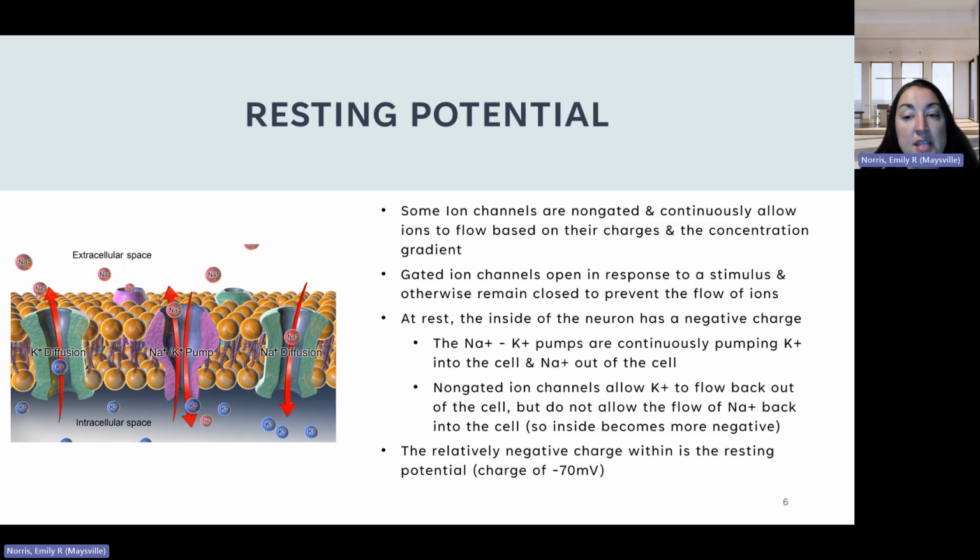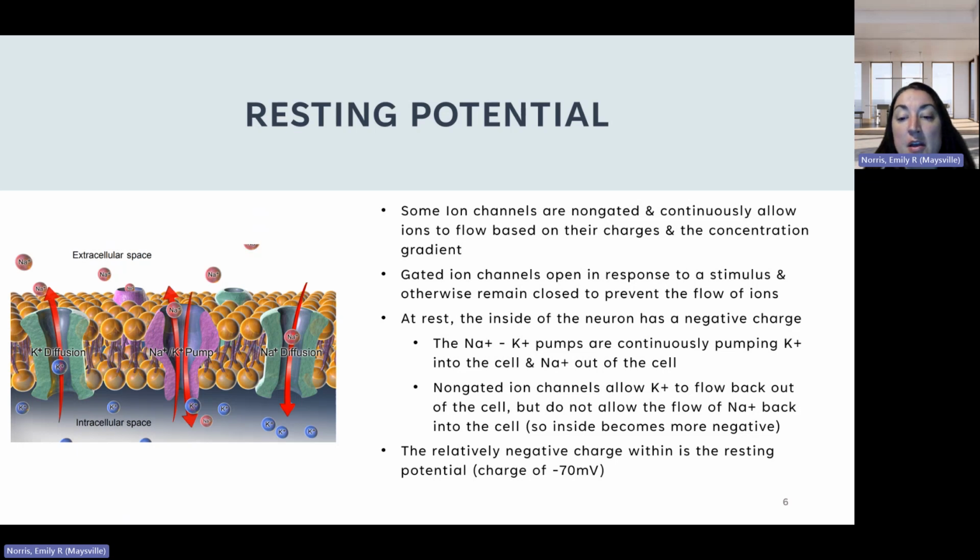So at rest, the inside of the neuron has a negative charge. The reason it has a negative charge is because the sodium potassium pumps are continuously pumping sodium into the cell and potassium out of the cell. However, the non-gated ion channels allow the calcium to flow back out of the cell, but don't allow any movement of the potassium.